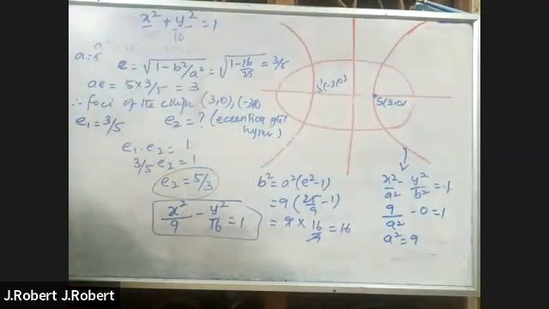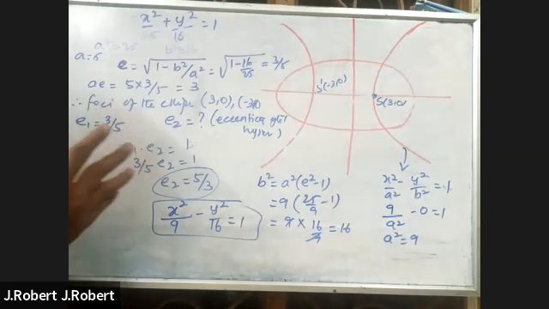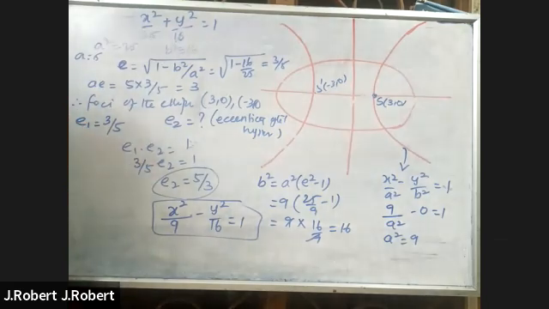Please listen here. The question is: the hyperbola passes through the foci of the ellipse x squared by 25 plus y squared by 9 equals to 1. Also the transverse axis and conjugate axis of the hyperbola and the major and minor axis of the ellipse coincide with each other. If the product of the eccentricities is 1, then find the equation of the hyperbola. The ellipse is given, and from that we can find the eccentricity. Using the given ellipse, we have found that a square is equal to 25 and b square equal to 16. Using the eccentricity formula, we get the eccentricity of the ellipse is 3/5.